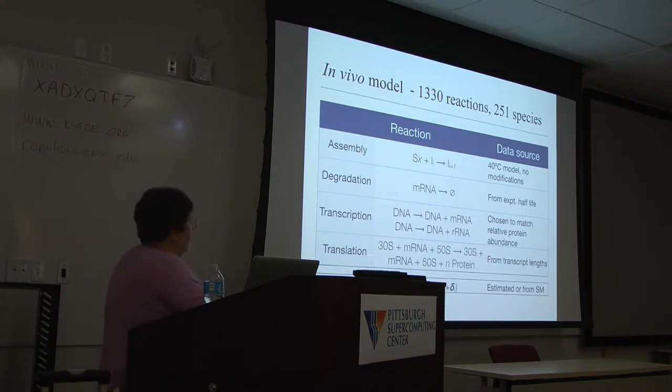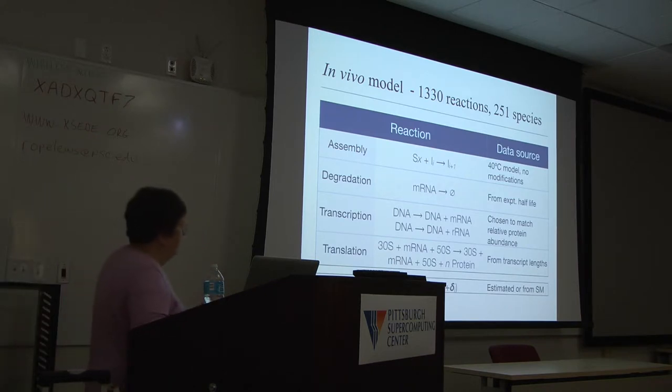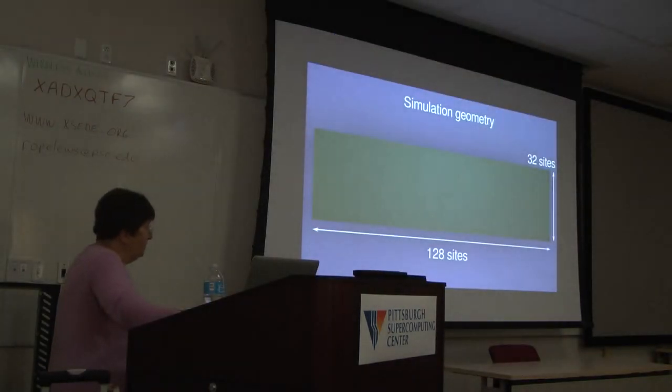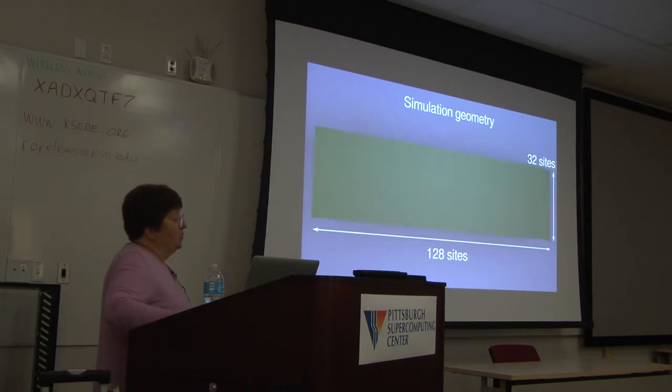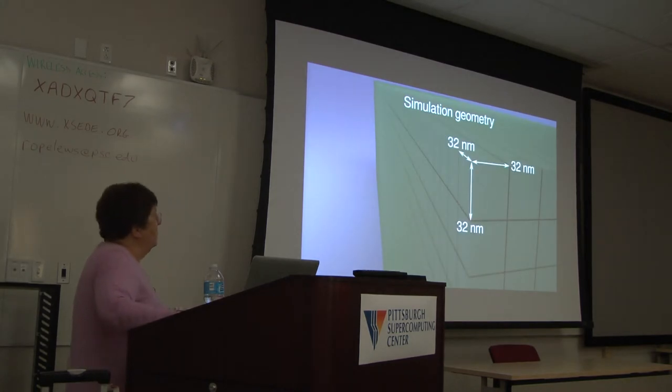Now, this whole translation step is going to depend on the length of the mRNA and how many proteins are in there. And then everything that's in every species has to have its own diffusion coefficient. Again, we're lucky: just about a year ago, Johan Elf measured all the diffusion coefficients for the ribosome, so that was very useful. So here's a little illustration of how the model works.